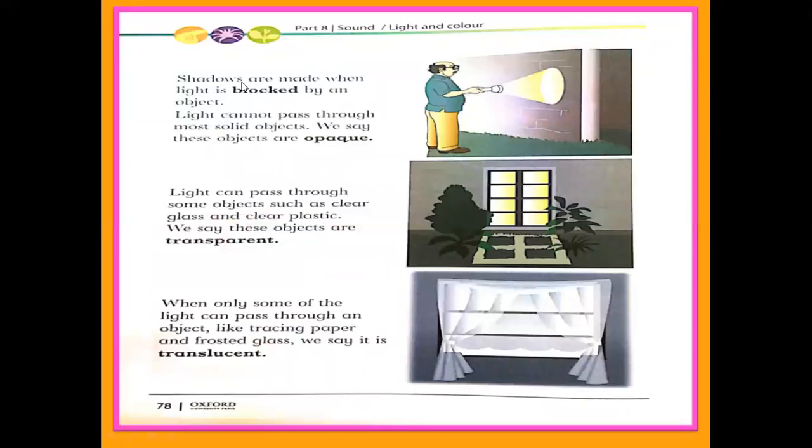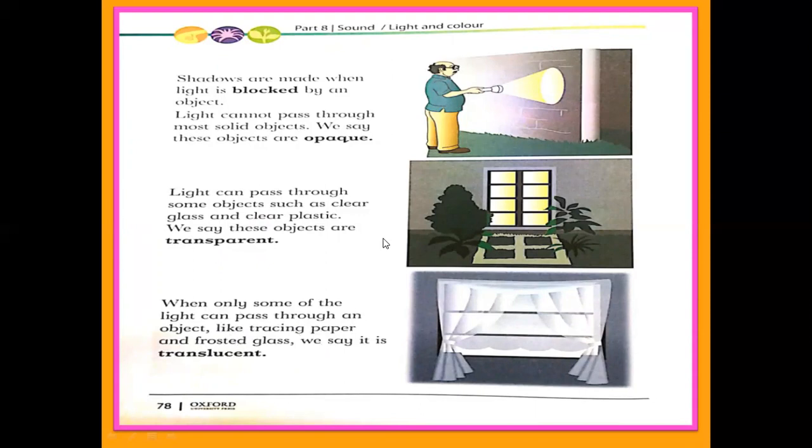Okay. Next is page number 78, shadow. Shadows are made when light is blocked by an object. Light cannot pass through most solid objects. We say these objects are opaque. Light can pass through some objects such as clear glass and clear plastic. We say these objects are transparent. When only some of the light can pass through an object, like tracing paper and frosted glass, we say it is translucent.